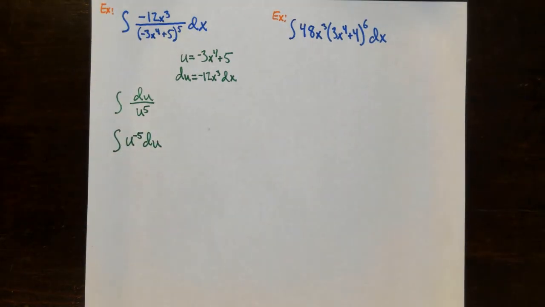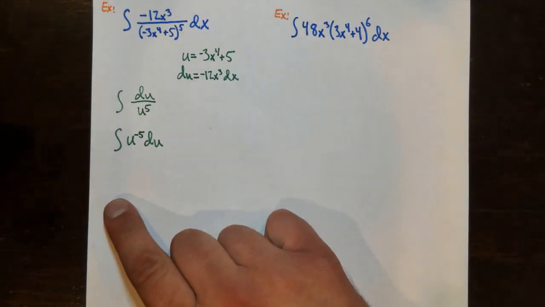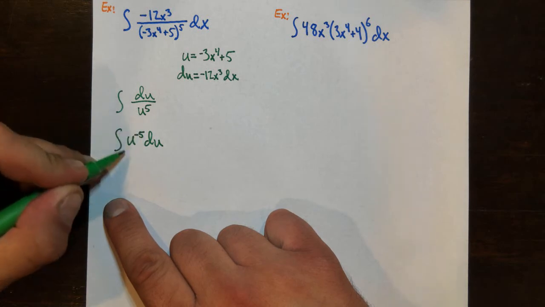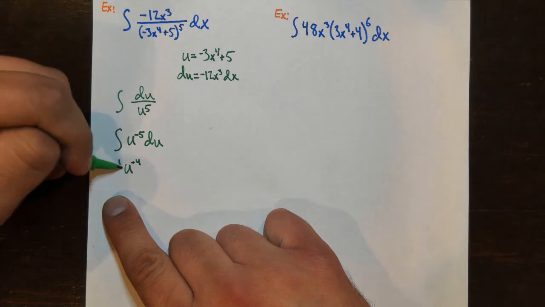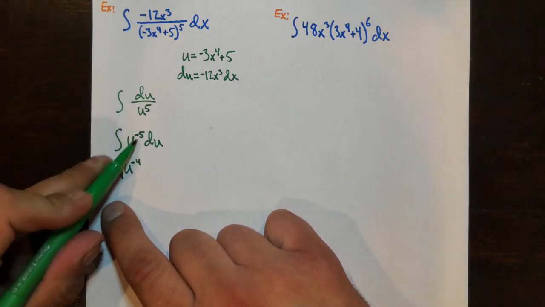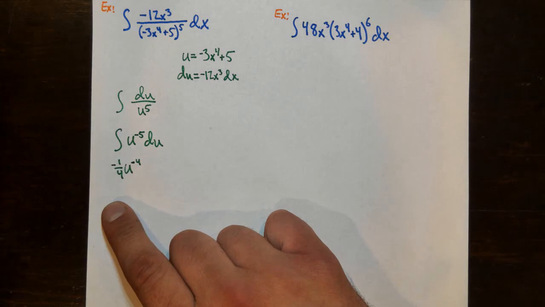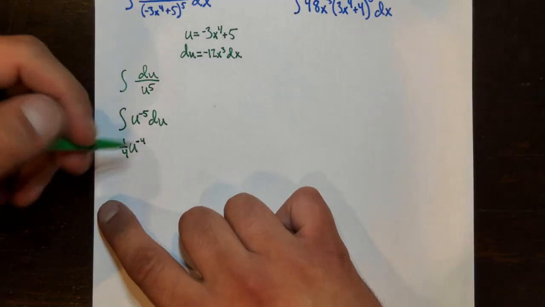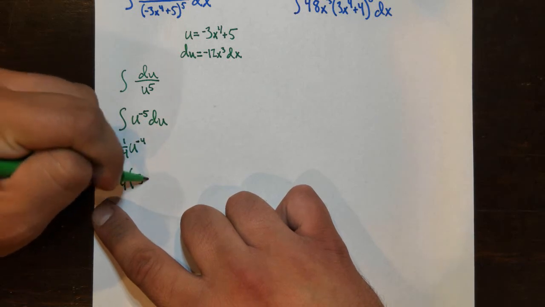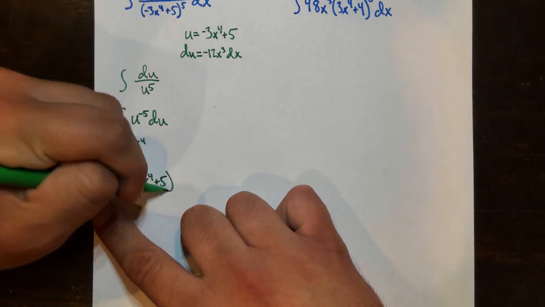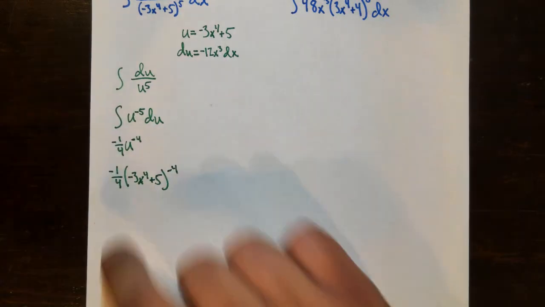And now this is much easier to integrate. So we're going to raise the power and then divide by that power. So this is going to be u to the negative 4th, and I can divide by negative 1/4. Right? Remember, going up in powers, we're getting closer to 0 since we're negative. And then I don't need my du anymore because we integrated. And then now we just substitute back in. So it's going to be negative 1/4 u, but u is negative 3x to the 4th plus 5, to the negative 4th power. And there we have it.